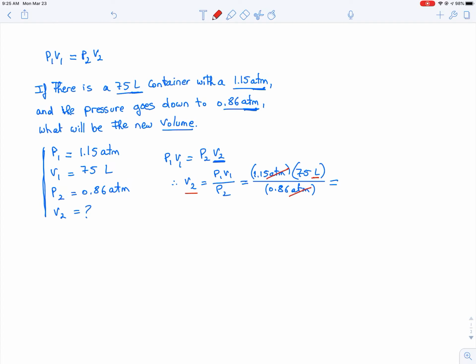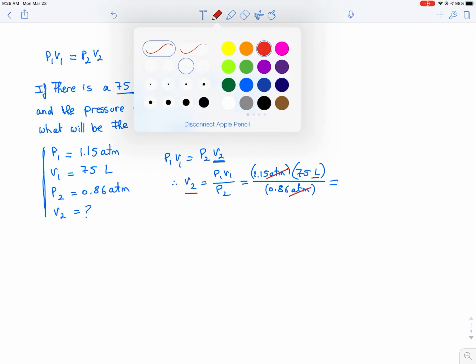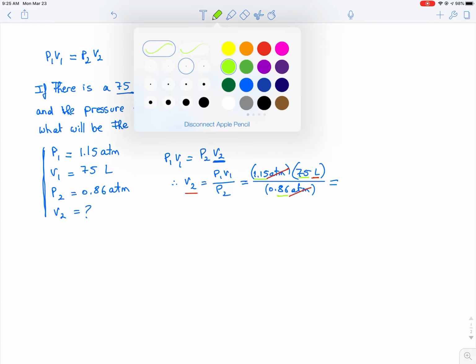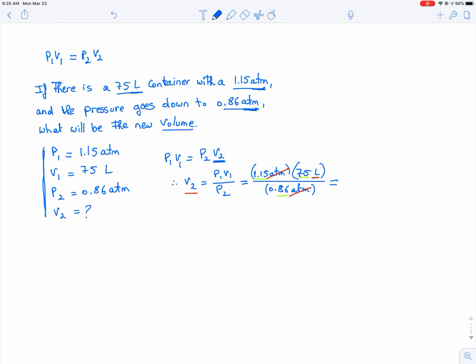And I found 100.29. And since I have to stay with the right number of sig figs, well, I have 2 here, I have 2 here, and I have 3 here. So my answer should have only 2 significant figures. So really what I'm going to do is, instead of 100.3, that's what the calculator is giving me, and these are liters, it's really going to be 1.0 times 10 to the second liters.